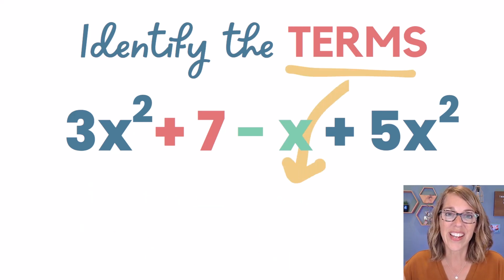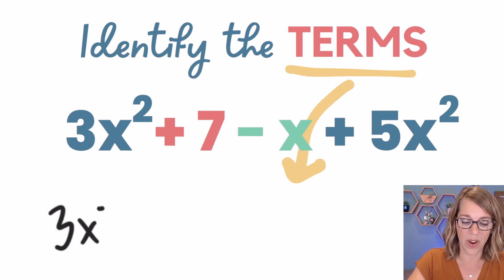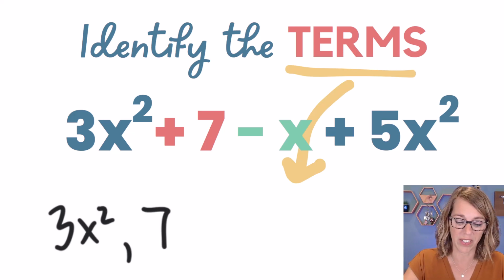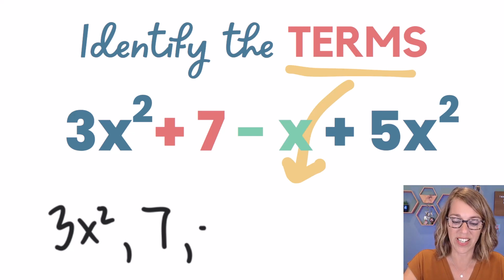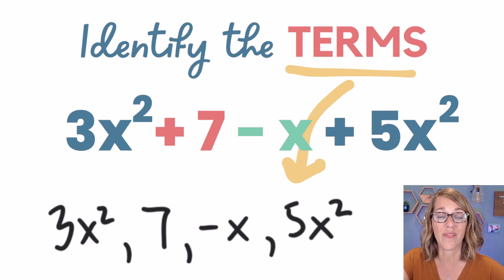So let's go ahead and list these terms. So in this expression, I've got a 3x squared, comma. The next term is that constant 7. It is positive 7, but I can just leave off the plus sign, comma. The next one is a negative x. I do need the negative along with that one. And then finally, I've got that last term, positive 5x squared, but I can just write that as 5x squared.